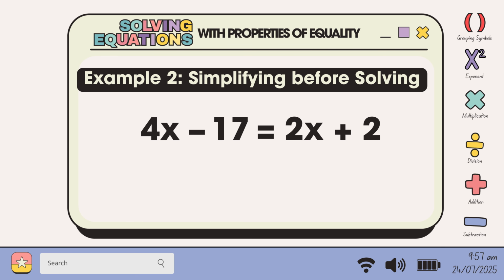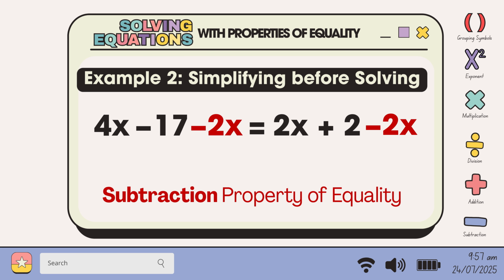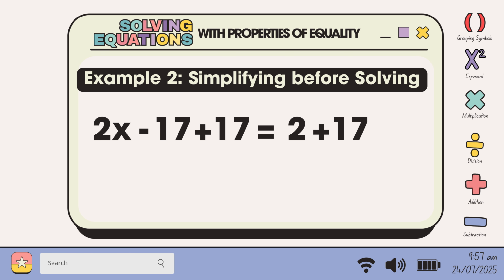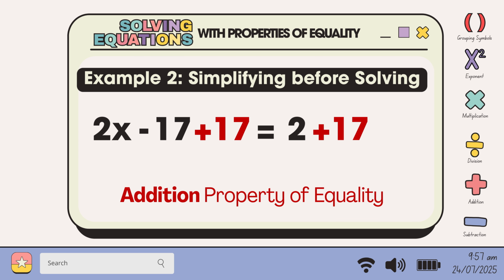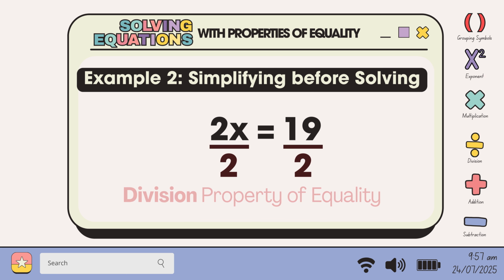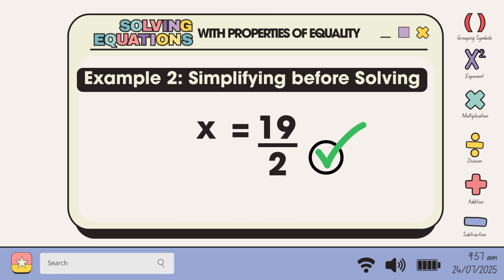Now, move the variables to one side using the subtraction property of equality, giving us 2x - 17 = 2. Then add 17 to both sides using the addition property of equality. Now we have 2x = 19. Finally, divide by 2. Applying the division property of equality, our solution is x = 19/2.